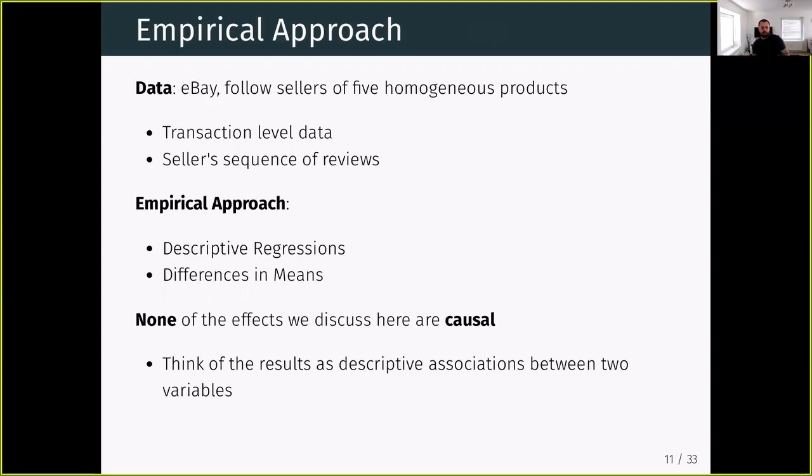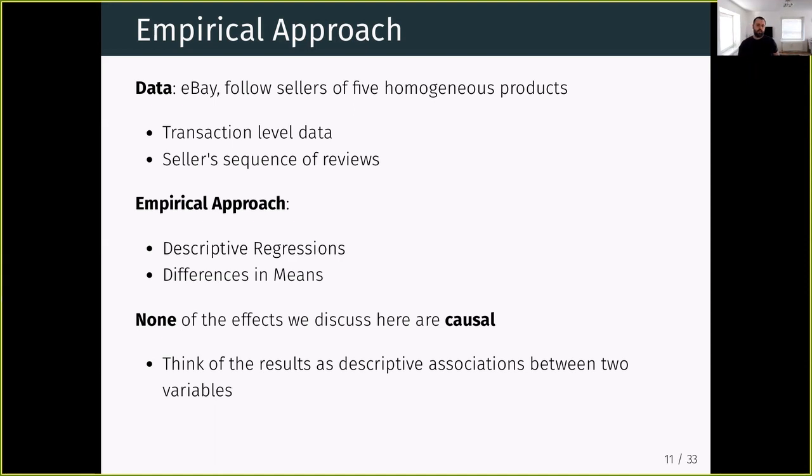The empirical approach of Cabral and Hortaçsu is to go to the eBay platform and follow over time the sellers of five relatively homogeneous, similar products, such as computers, teddy bears, and coins, and some other things. They construct a data set at the transaction level: all the transactions over time, who's buying what and for how much, so quantities and prices. They also get the sequence of reviews for each seller that are left by the buyers.